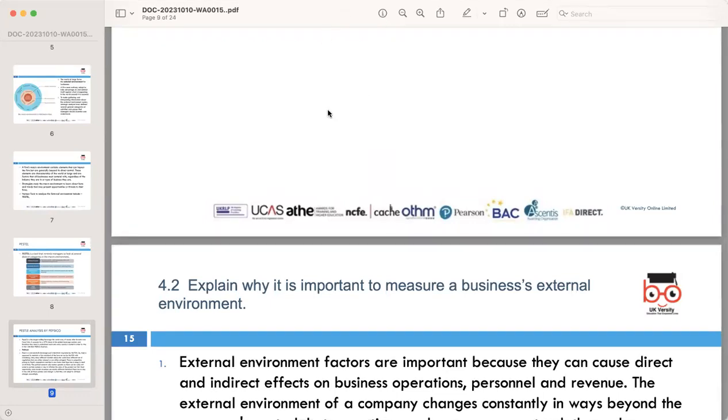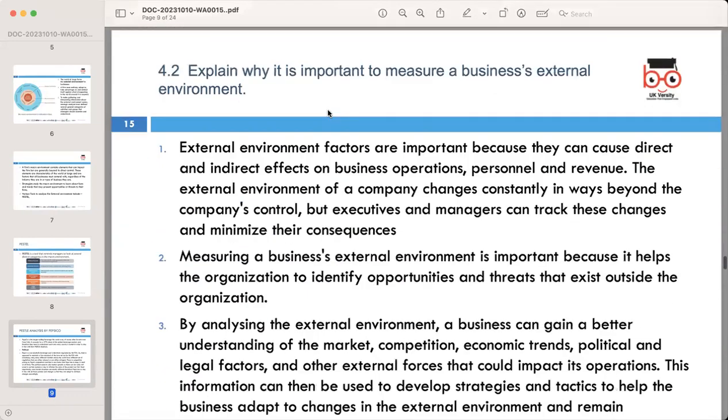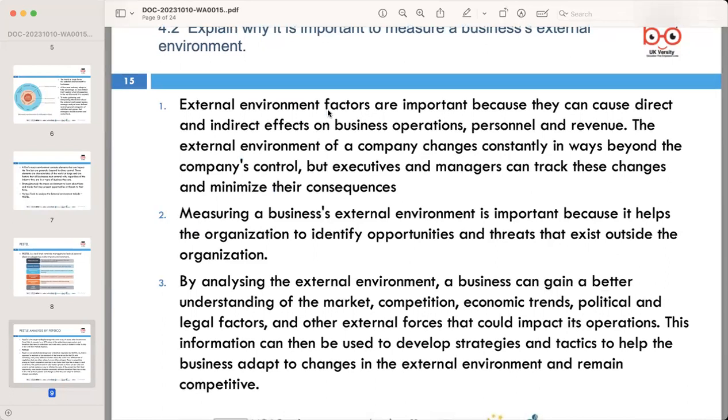So next one is explain why it's important to measure a business's external environment. So any comments on this if anyone is there? Right. So external environmental factors are important because they can cause direct and indirect effects on business operations, personnel and revenue. So the external environment of a company changes constantly in ways beyond the company's control, but executives and managers can track these changes and minimize their consequences.